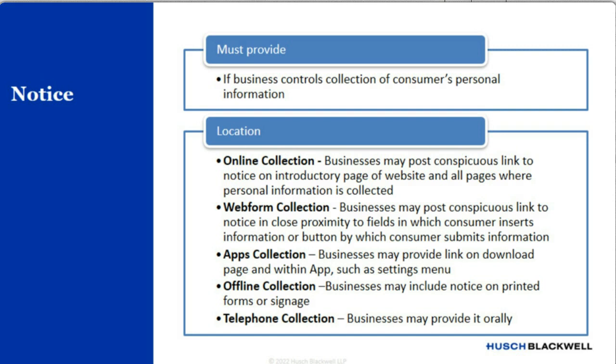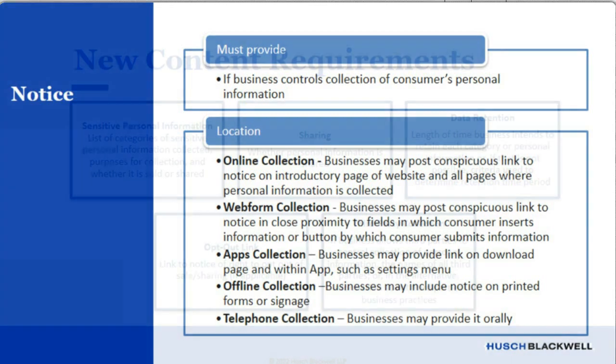So in terms of location for this notice, for online collection, the business may post a conspicuous link on the introductory page and on any pages where PI is being collected. If a business is using a web form, they could provide a link next to the fields in which a consumer is inserting information, or a button where a consumer might submit info. For mobile applications, again, we're going to want to see that in the download page and within the app, such as in that settings menu I mentioned earlier. For offline collection, businesses can include a notice on a printed form or signage. And then for telephone collection, a business can provide the notice orally.